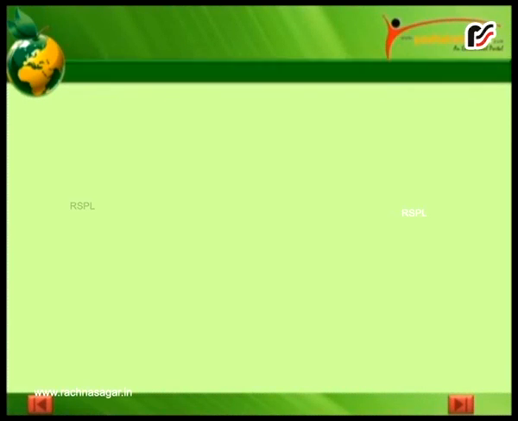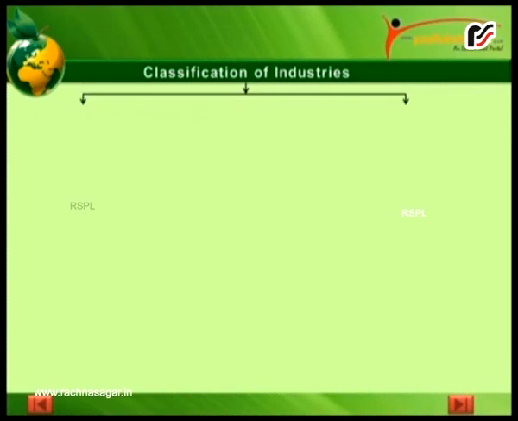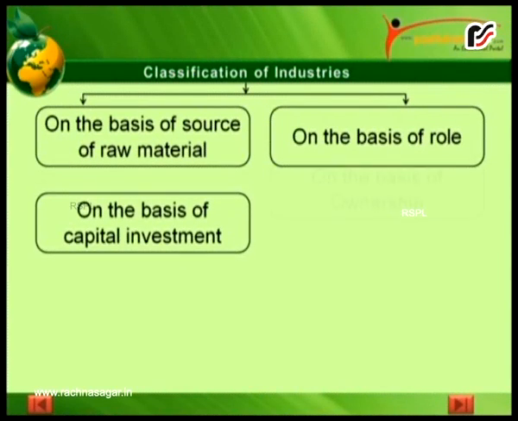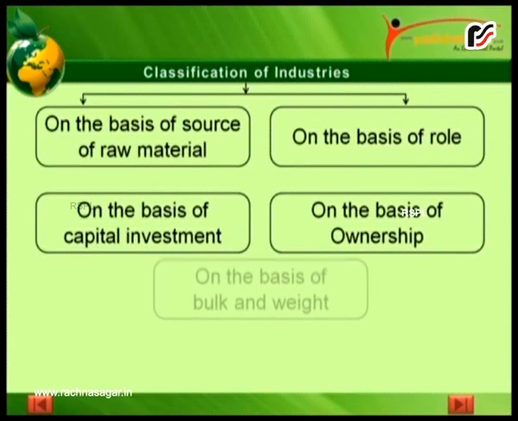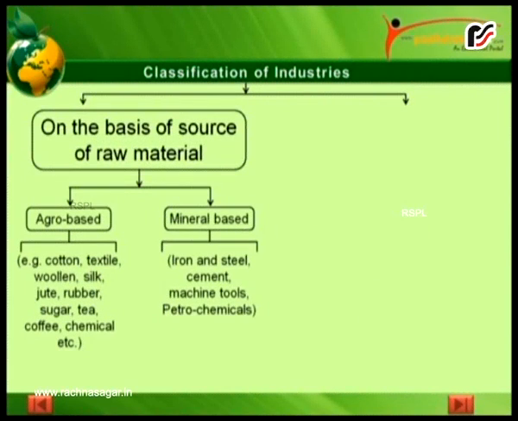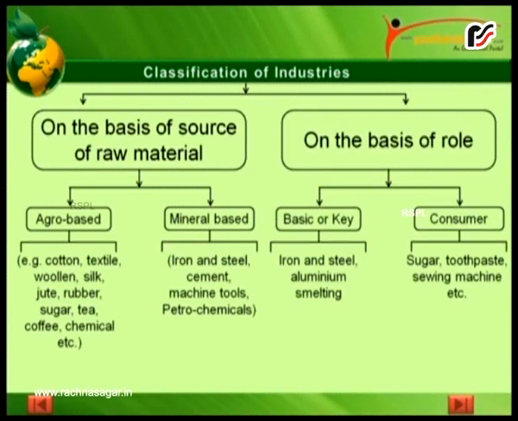We have classified the industries under the following heads: on the basis of raw material, on the basis of role, on the basis of capital investment, then on the basis of ownership, and last on the basis of bulk and weight. On the basis of raw material, we have agro-based industries, for example, cotton, textile, woolen, silk, jute, rubber, sugar, coffee, chemical, etc. Under mineral-based, we have iron and steel, cement, machine tools, and petrochemicals.